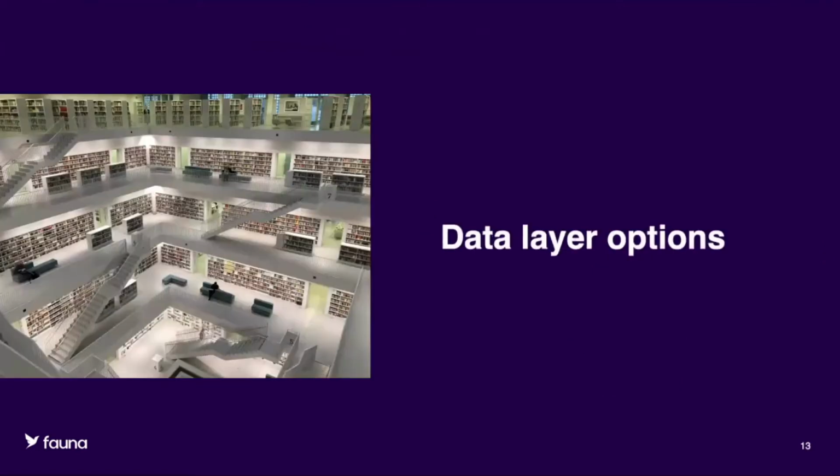So what are some of the data layer options that you can choose to build a multi-region active-active architecture app?